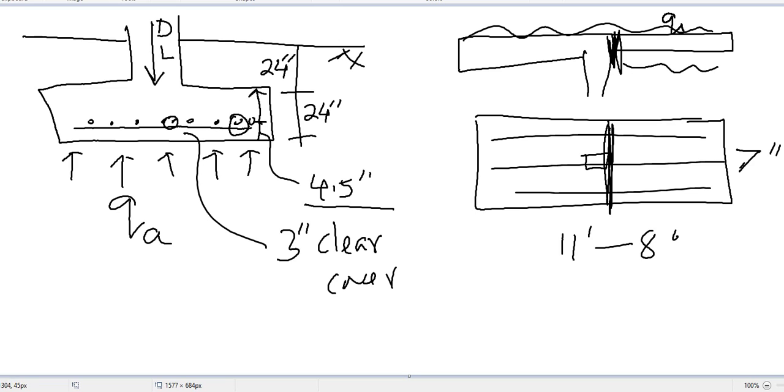If this is QU, then our moment will be QU L square divided by 2. This L means this L. Okay, so we will see. Let us go to the point.